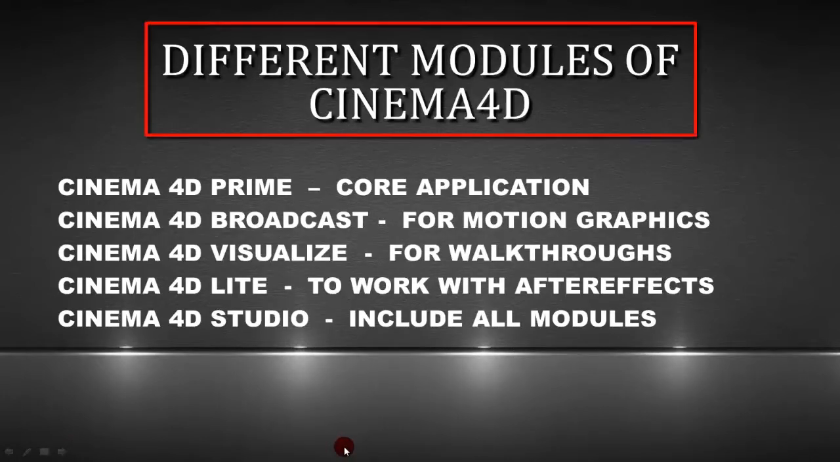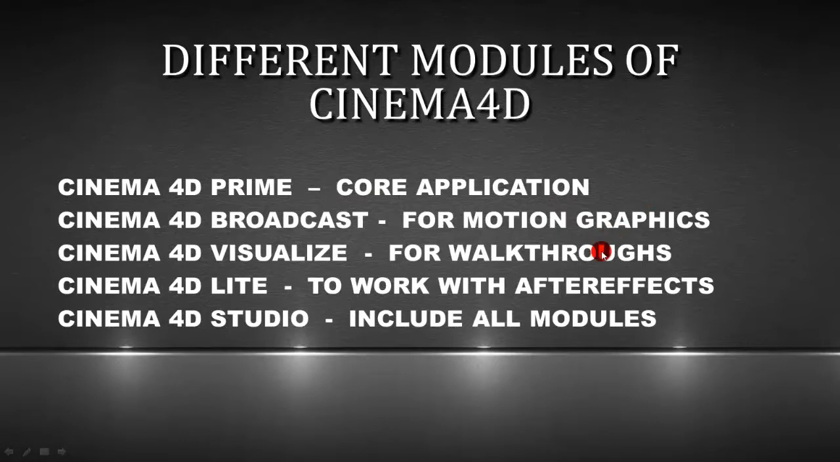There are different modules available in Cinema 4D. First is Cinema 4D Prime. It's a very basic application for startups. Artists who don't have much experience with any other 3D software can start with Cinema 4D Prime. The next one is called Cinema 4D Broadcast. It's specially for motion graphics, the kind we can see on television, teasers, and trailers. Lots of things can be created by using Cinema 4D Broadcast.